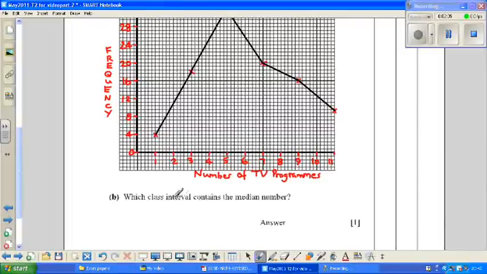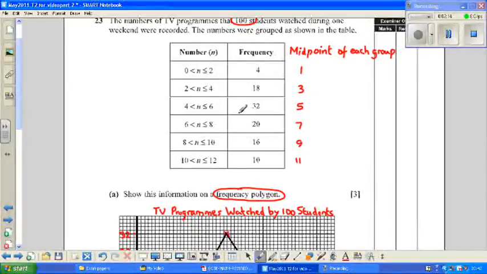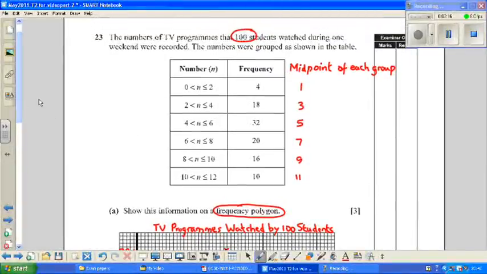Which class interval? That's the same as group. Which group contains the median number? Let's go back, look at the table here, because we can work it out from the table. So remember, there's 100 students, so the median is the middle of that whole group. So when you take the middle of 100, 100 divided by 2 is 50. So we're trying to find where is the 50th result in this table here.